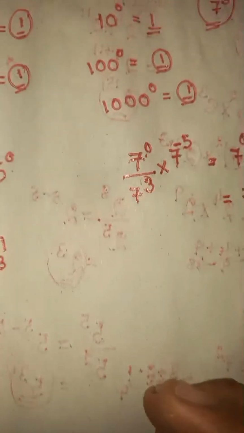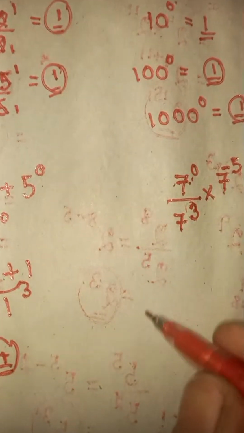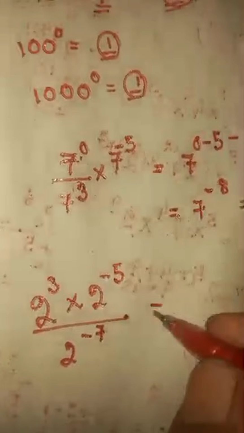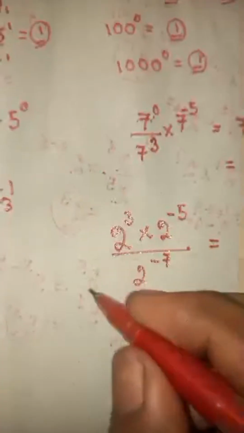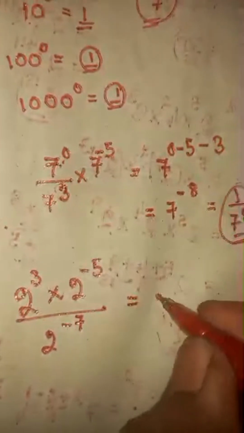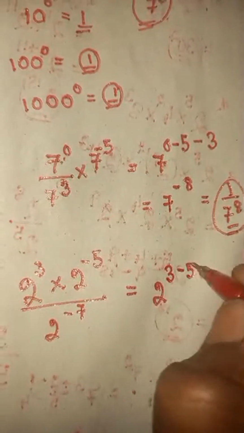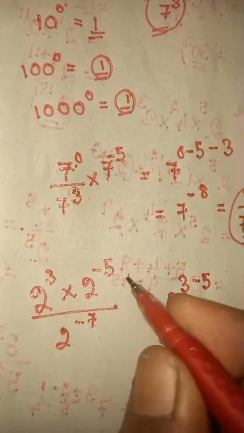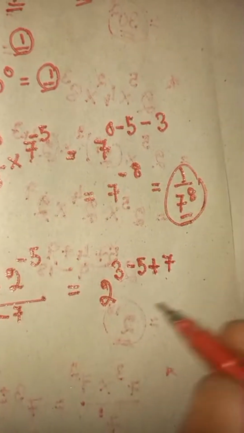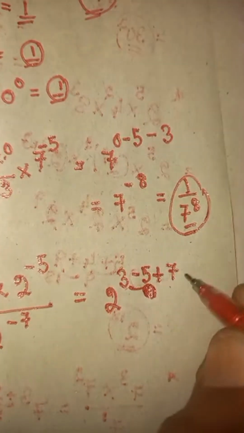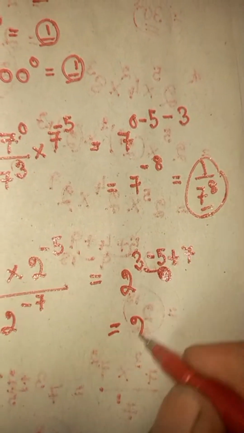Let's take one more problem. Here they are giving 2 power of 3 times 2 power of minus 5 divided by 2 power of minus 7. In all of them the base is 2, and we add up the powers in the numerator, 3 minus 5, and the denominator's minus 7 comes above, it becomes plus 7. Now 3 minus 5 becomes minus 2, minus 2 plus 7 is 5. So it becomes 2 power of 5.